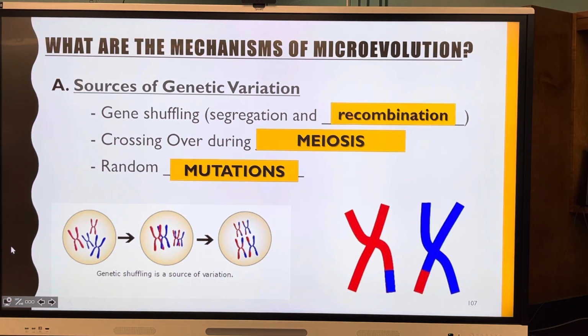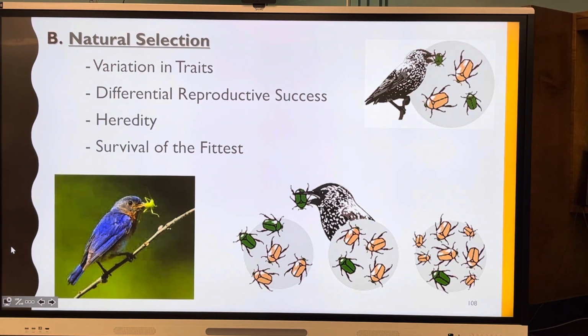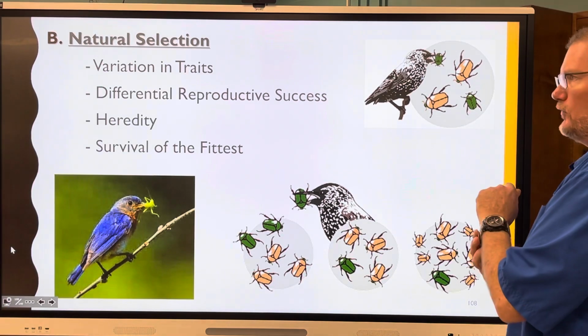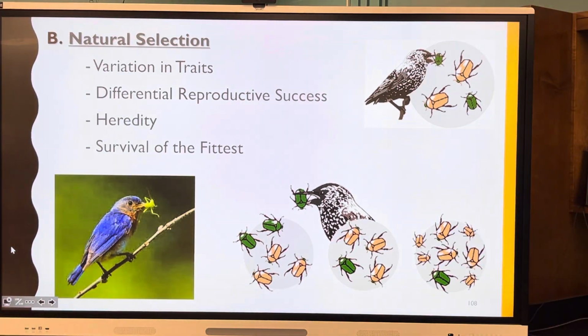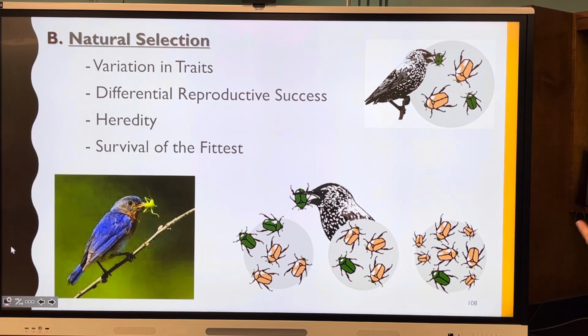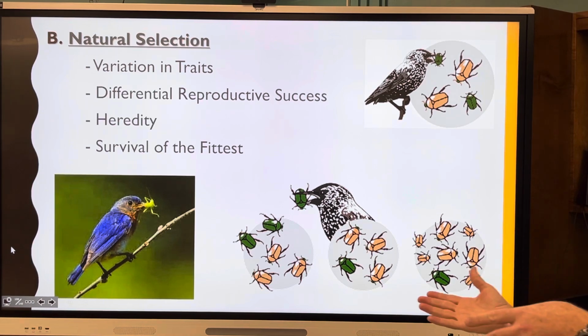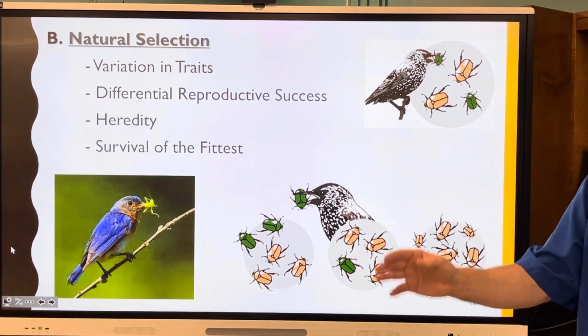So genetic shuffling, variation. The second one is natural selection. In order for microevolution to occur, this has to be present, and it virtually always is. What does that mean? It means variation in traits, differential reproductive success, heredity, meaning passing down genes from one generation to the next, and survival of the fittest. The reason that we're not filling out anything on this slide is because we know all this already.